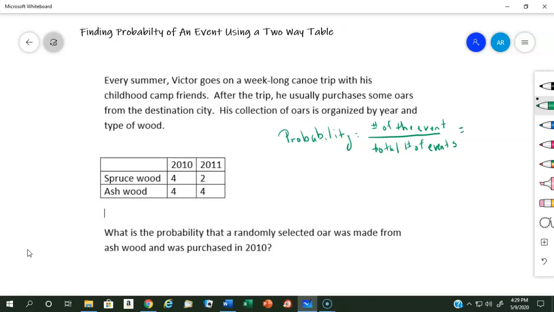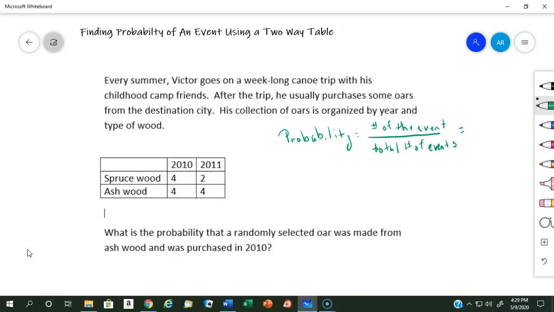So let's read our problem. It says, every summer Victor goes on a week-long canoe trip with his childhood camp friends. After the trip, he usually purchases some oars from the destination city. This collection of oars is organized by year and type of wood. So this beginning part is really just explaining what we have in our data table. In 2010, he bought 4 spruce wood oars and 4 ash wood oars. And in 2011, he bought 2 spruce wood oars and 4 ash wood oars.